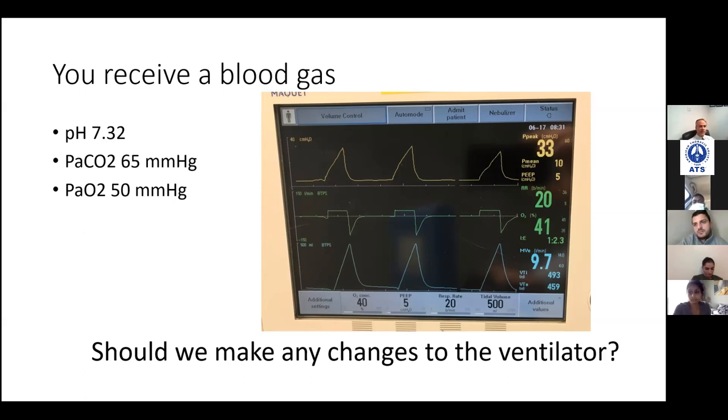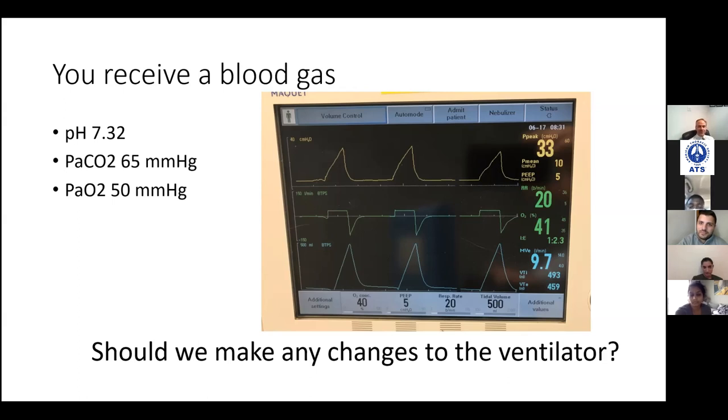So the question is, what can we change that might improve the O2? And I'm going to give you a hint here. There's only two things you can change to improve oxygenation in any ventilator mode, all right? Only two things. Tell me what they are. The PEEP and the FiO2. FiO2 is one of them, for sure. We can turn that up from 40 to 50 or to 60 or to 70 or to 80 or to 100. Once you're at 100, you can't go to 110. Remember that, okay?